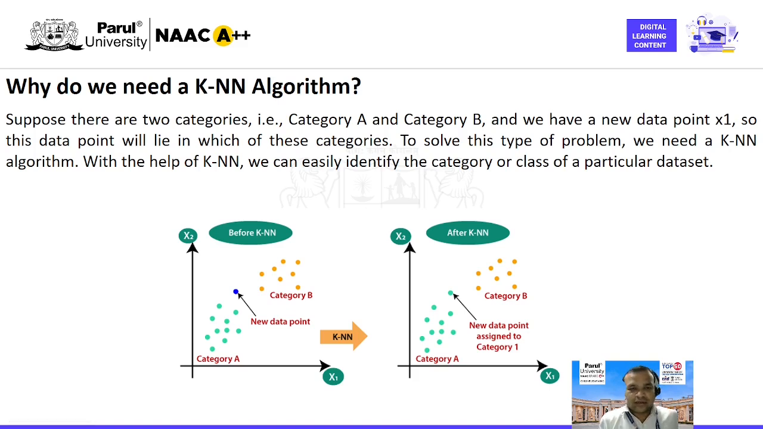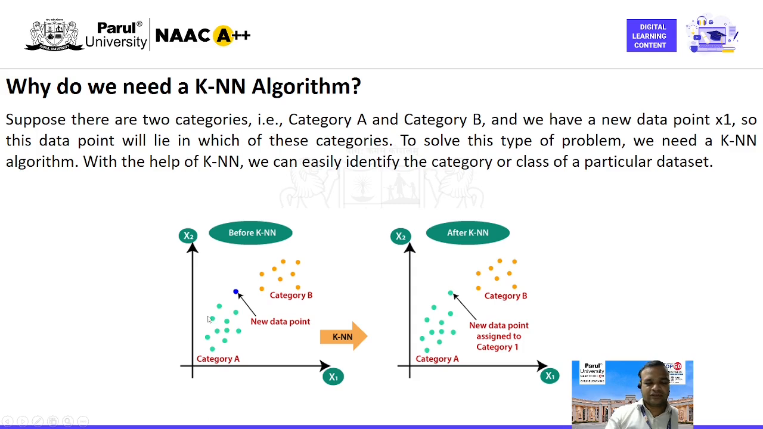Why do we need a KNN algorithm? Suppose there are two categories, category A and category B, and we have a new data point x1. Which of these categories will this data point lie in? To solve this type of problem, we need the KNN algorithm. With the help of KNN, we can easily identify the category or class for a particular data point.